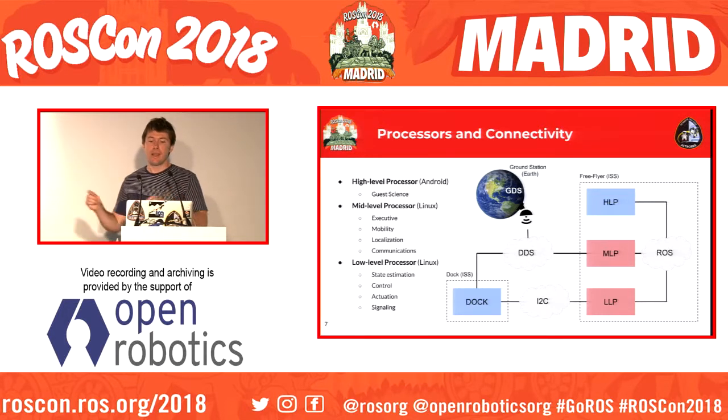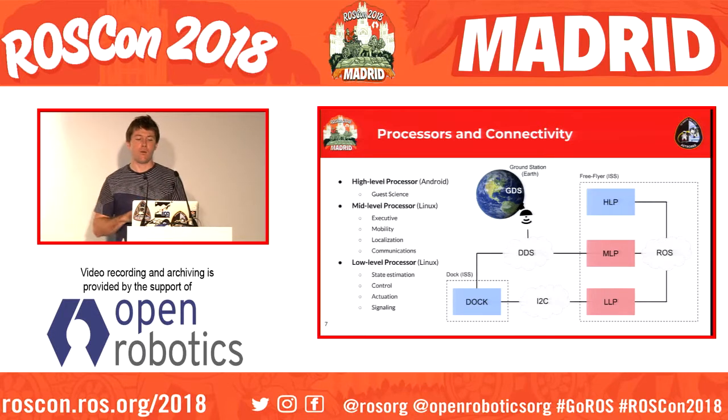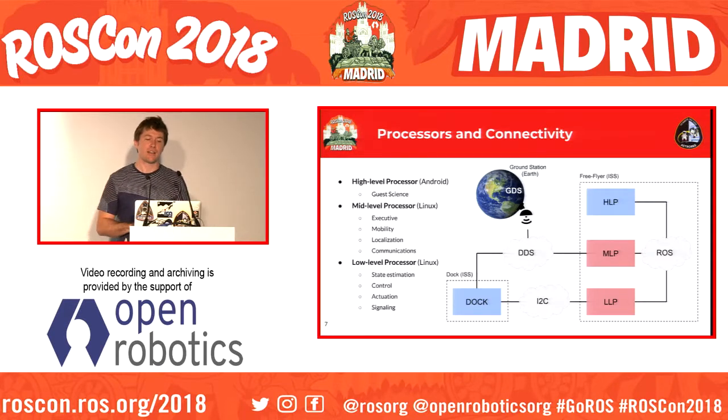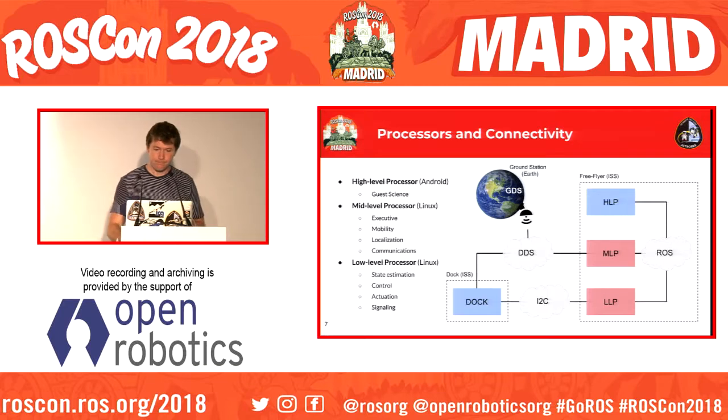The dock and the MLP both have Ethernet and wireless connections, respectively, and we use DDS as our middleware. We've been doing that for a long time at NASA because we need delay tolerance and more control over our bandwidth usage. And that gets relayed over the KU band down to Earth, where mission ops can actually control the robot.